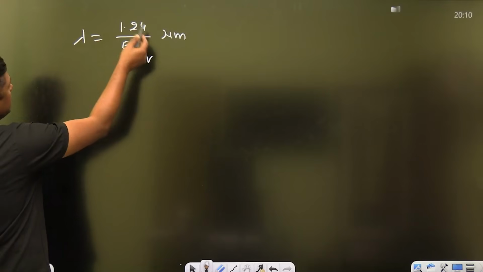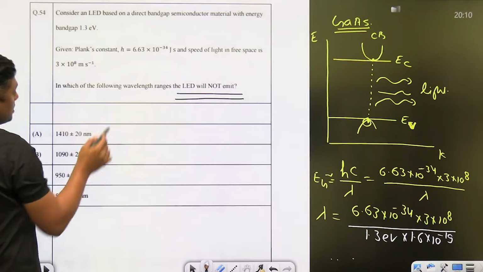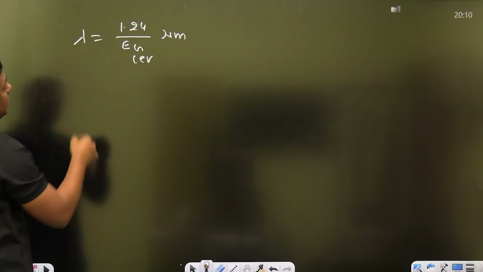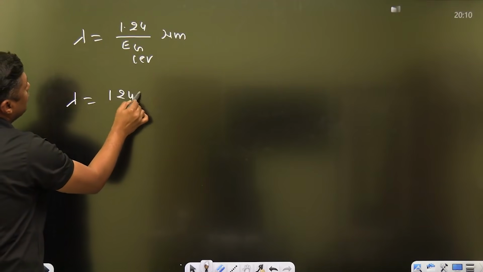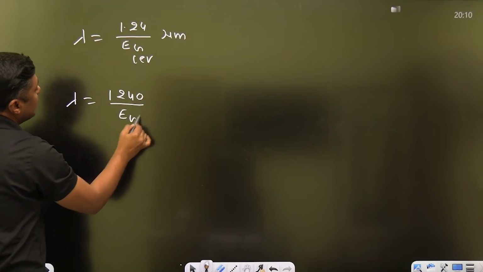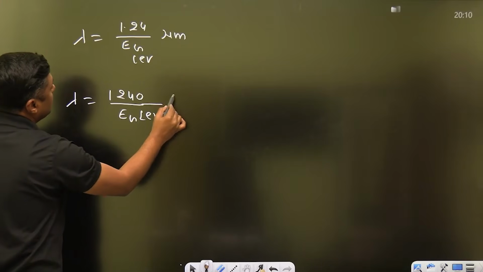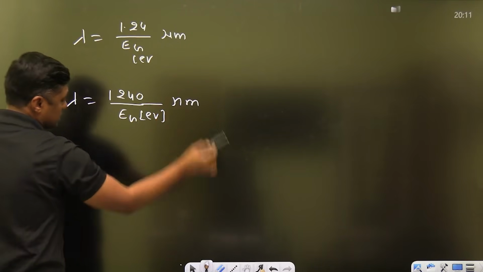Now, when it is converted into nanometer, because lambda is given in nanometer, it is multiplied by 1000. So it will become 1240 upon Eg, where Eg should be in electron volt, and lambda is in nanometer.